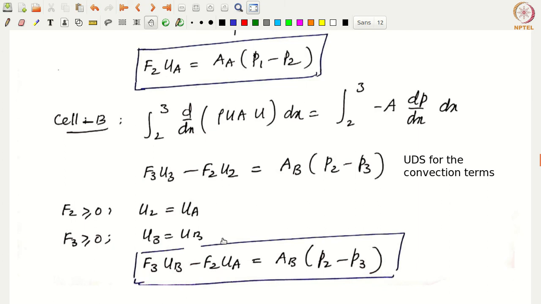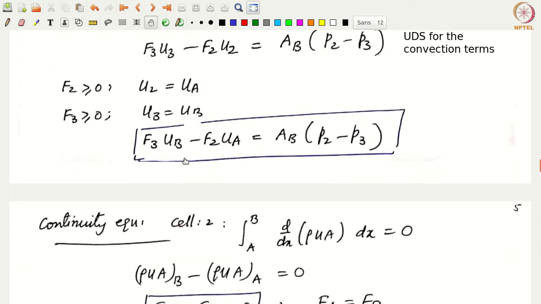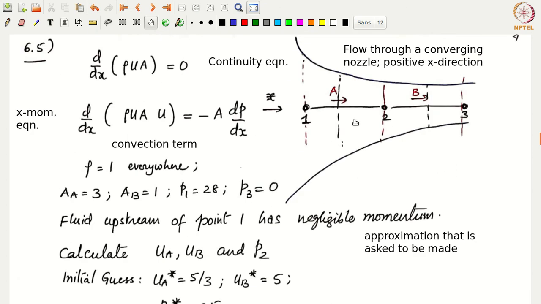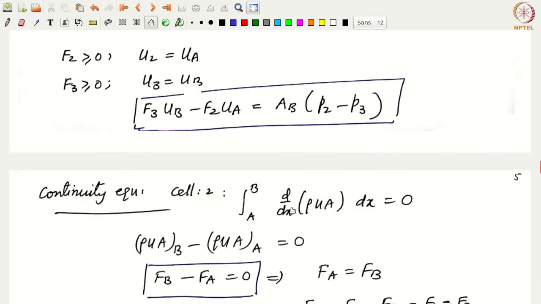Essentially we'll see if we can do something for these flow rates from the continuity equation. So we are now done with discretizing the momentum equations for cells A and B. Now we look at the continuity equation for cell 2. That means cell 2 has limits A and B as its faces. So that means the integral from A to B of d by dx of rho u A dx equals 0.